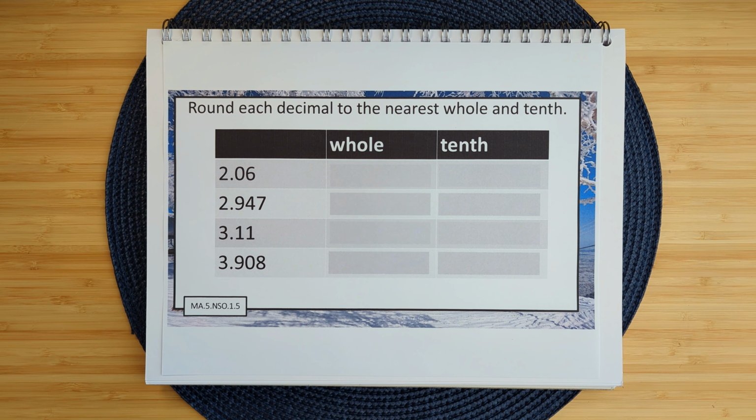All right, question number 5. Round each decimal to the nearest whole and tenth.